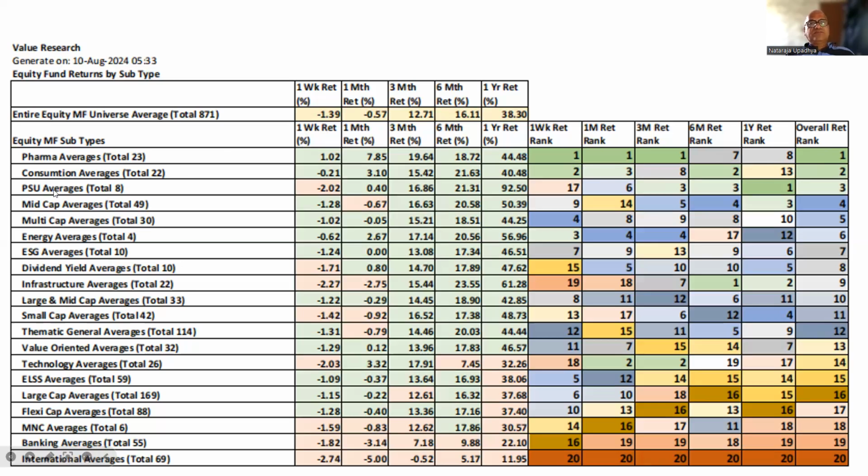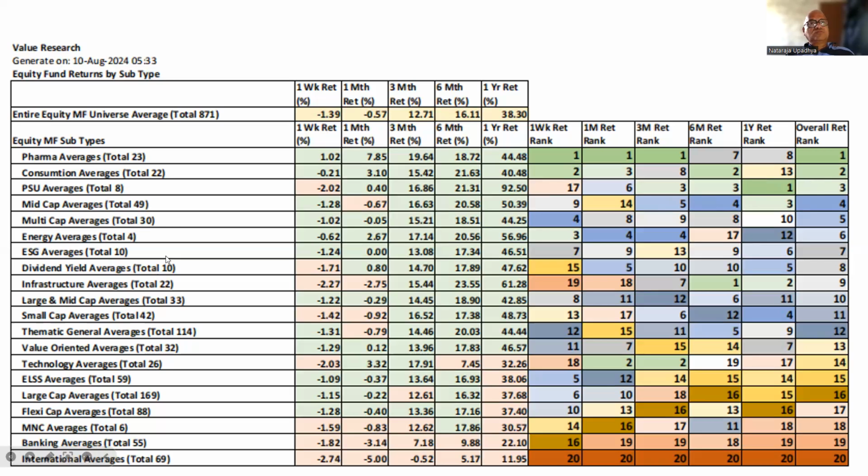Next one is PSU funds. There are only 8 such funds. It is ranked 17th for the 1 week, which means PSU funds are going through some corrections. 6th for the month, 3rd for 3 months, the 6 months average ranking is 3rd, and the 1 year ranking is 1. Therefore, the overall ranking comes to 3rd.